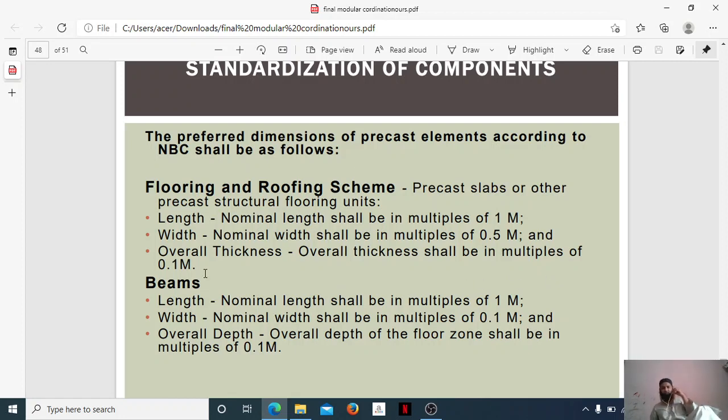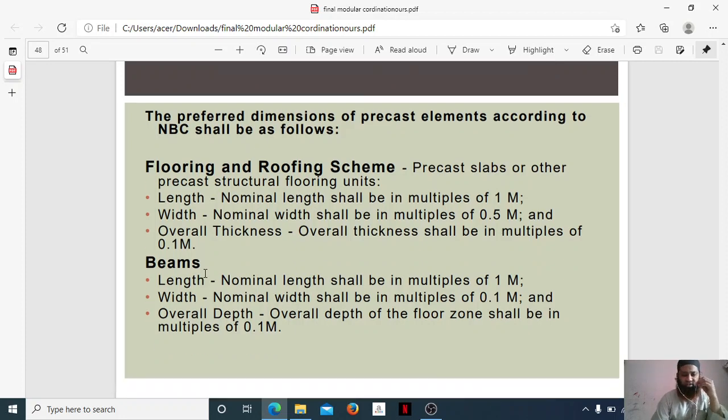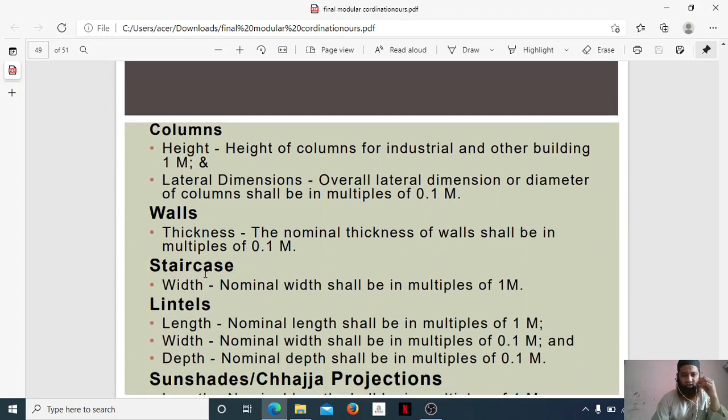This is for flooring standardization. All these components have been standardized. Specific dimensions have been given for these elements. Let us see for beams: the length, width and the overall depth, everything has been marked with multiples of 1 m or 0.1 m, and the depth also at 0.1 m. So everything has been standardized. We can't give anything other than that.